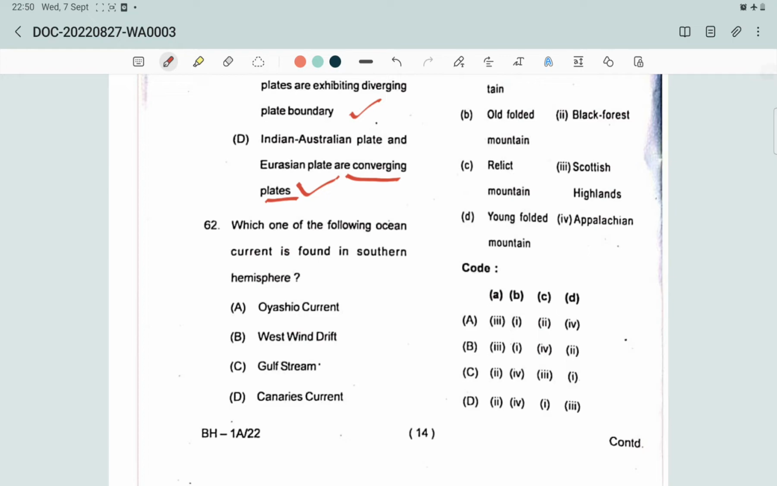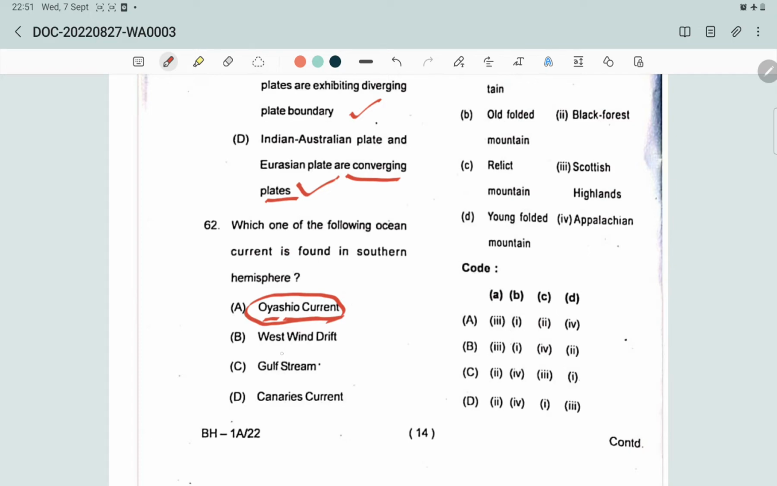The question is, which one of the following ocean currents is found in the southern hemisphere? Here are some ocean currents. Let's check the currents one by one. The first option is the Oyashio current. It is a cold subarctic ocean current that flows south and circulates counterclockwise in the western North Pacific Ocean. And hence it is in the northern hemisphere, not in the southern hemisphere.